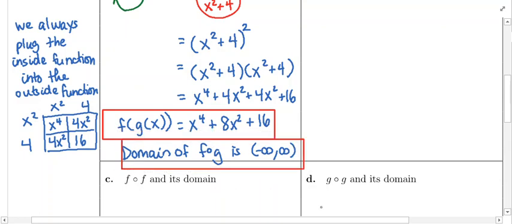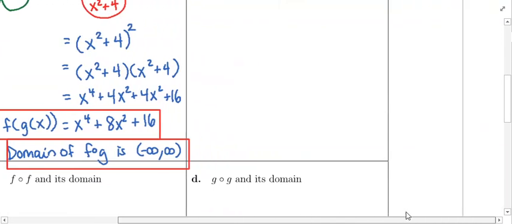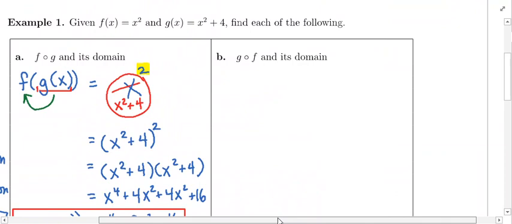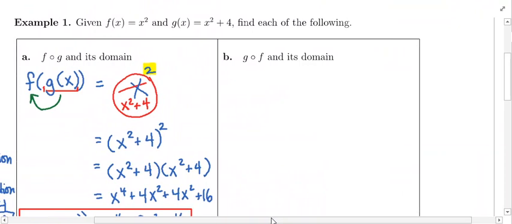All right, so moving on to part B. We're doing the same thing. We have the same two original functions. F of x is x squared. G of x is x squared plus 4. But now we're doing the composition in the reverse order. Instead of doing f of g, we're doing g of f. So we're going to get a brand new function. So let's compose them in this direction and then find the domain of the resulting function.